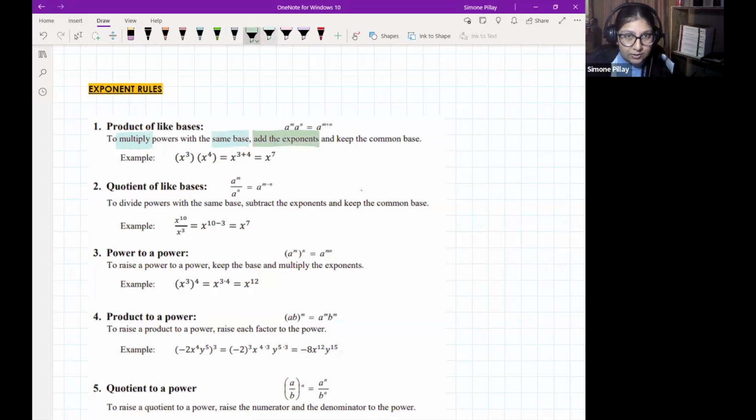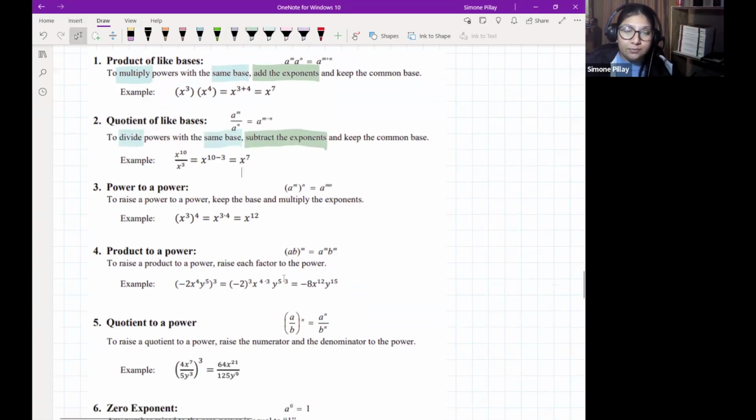The next rule that we have is when we are dividing powers, specifically with the same base, what we have to do is subtract the exponents. Very quick recap. Next one, we raise a power to a power.